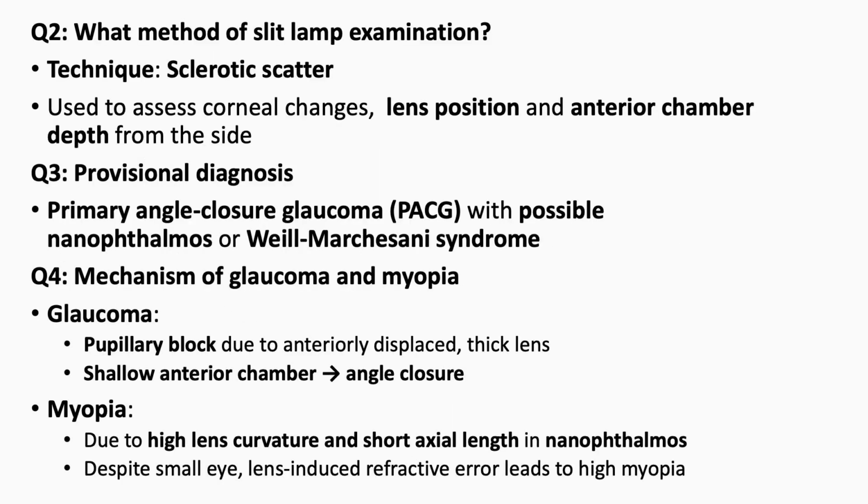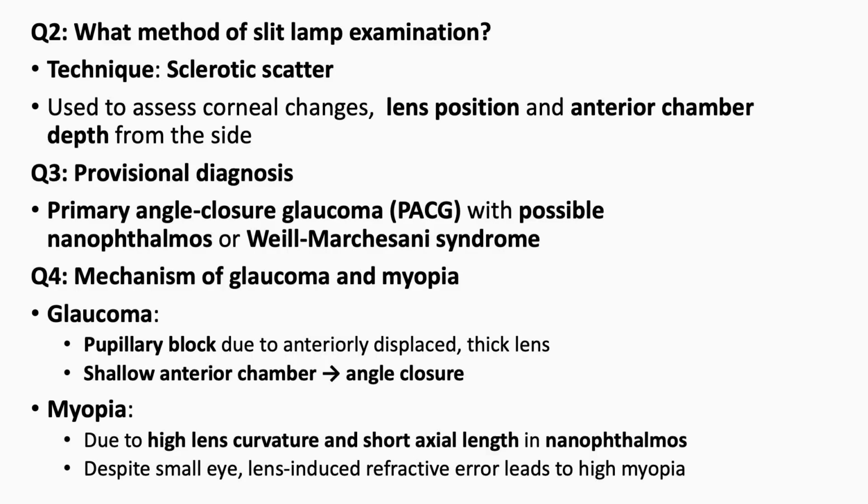The second question is what method of slit lamp examination is used? The technique is known as sclerotic scatter. It is used to assess corneal changes, opacities and scars, and to assess the position of the lens and the anterior chamber depth. What is the provisional diagnosis? It is primary angle closure glaucoma, which could be due to Weill-Marchesani syndrome or nanophthalmos.